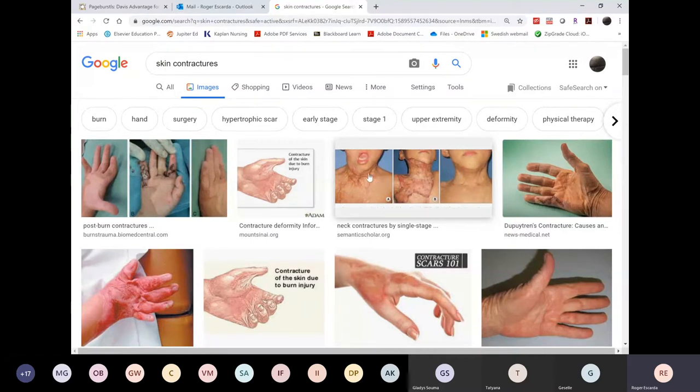So to avoid this, he should have been in an extended, hyperextension position most of the time. So when he sleeps, there should be no pillow. That way the patient is forced to extend or hyperextend the neck. So as the skin heals, it will not form a contracture like this one. So the principle is to stretch the body part.